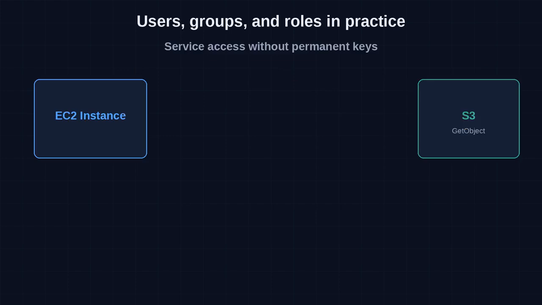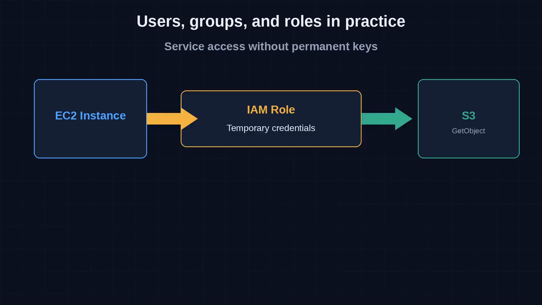The group only organizes permissions. Now roles. When an EC2 instance needs to read from S3, you do not bake a permanent access key into the machine image. That key would sit on disk forever.